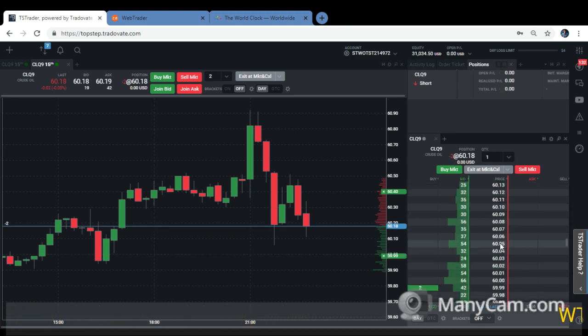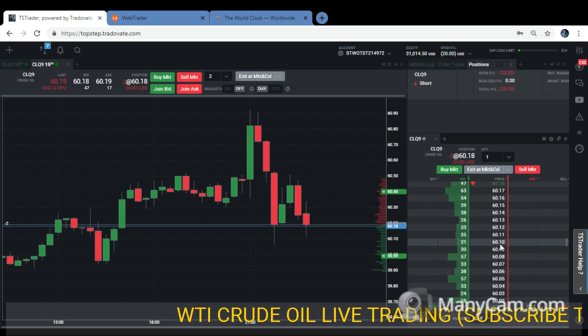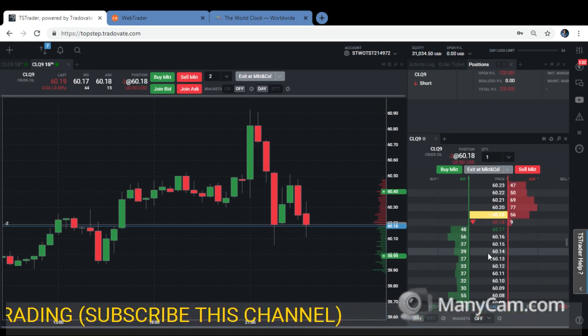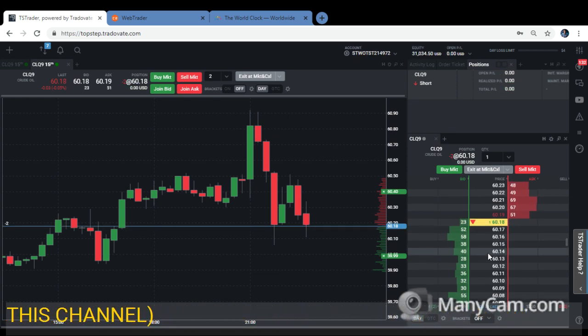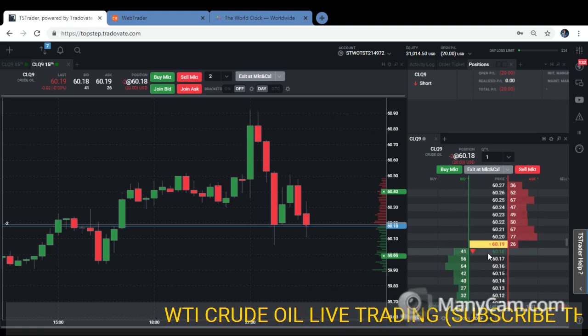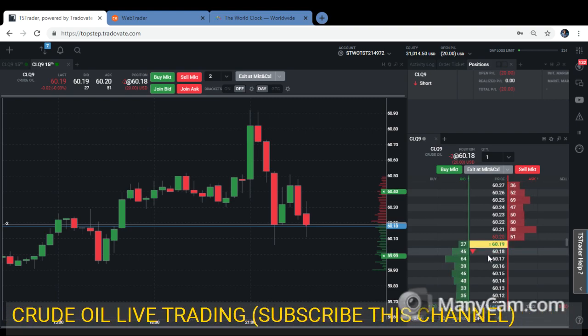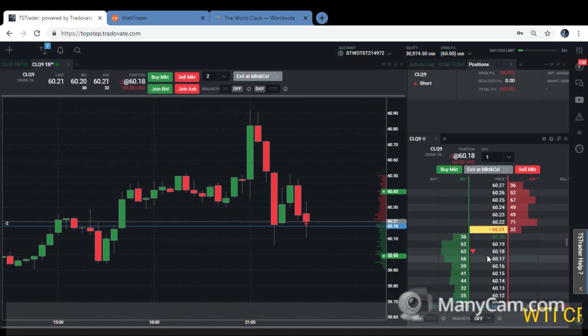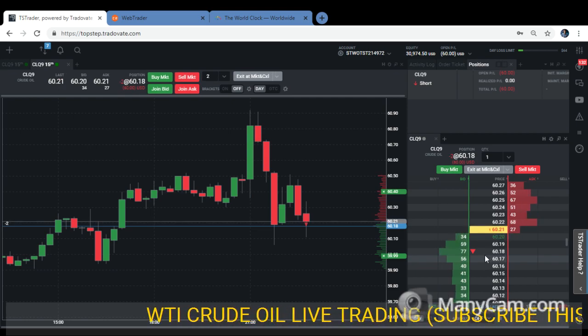I'm still waiting for the spike in the volume. So far there's no spike in the volume on the downside. It's quite interesting to watch because we're in a short sell position. Let's take a look at the buy queue. Hopefully there's a big demand down there. Now 60.19. We'll be changing to a new candle any moment from now.